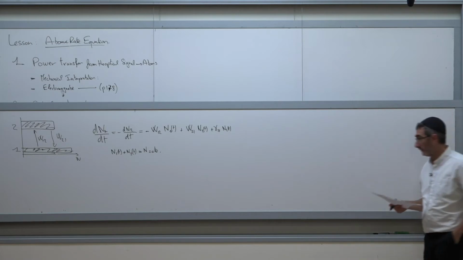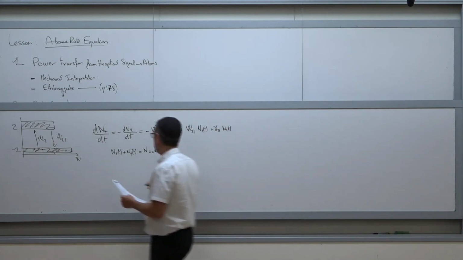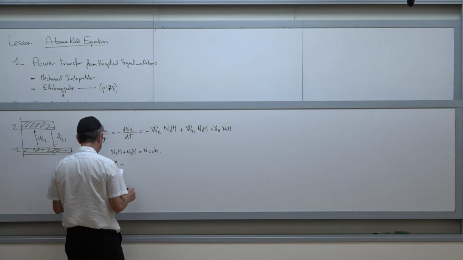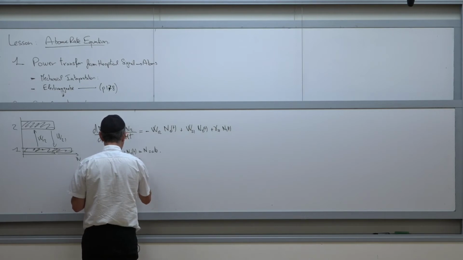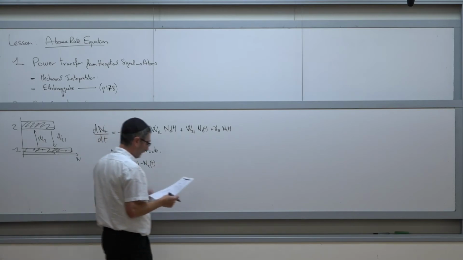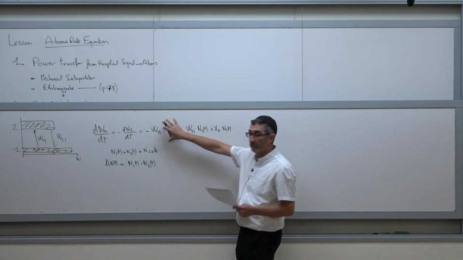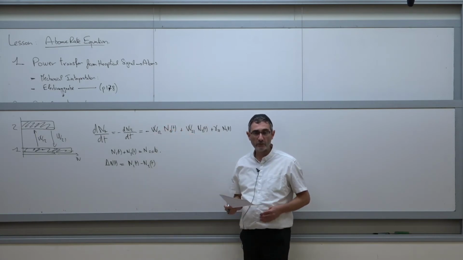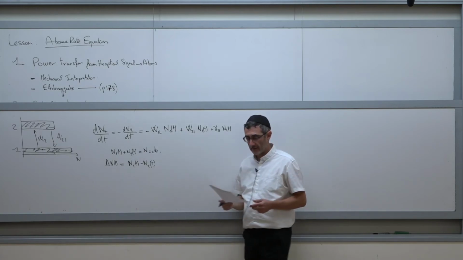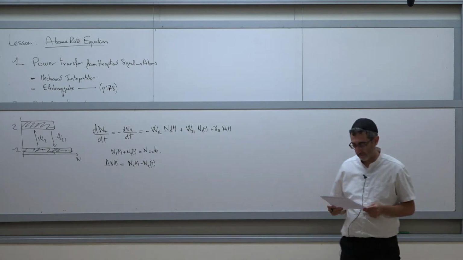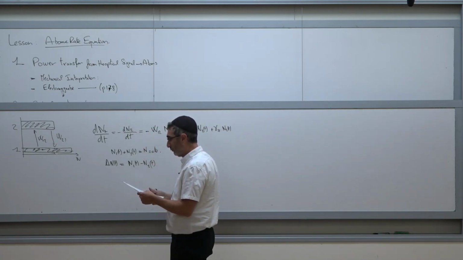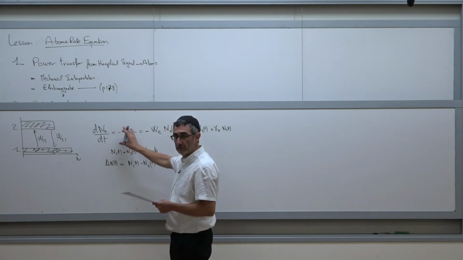And then you can write the population difference, delta N of t, is equal to, by definition, N1 of t minus N2 of t. And so we have a system of two equations here for N1 and N2. I just want to rewrite this system here for delta N. I would like to have a differential equation for the population difference, not for N1 and N2.